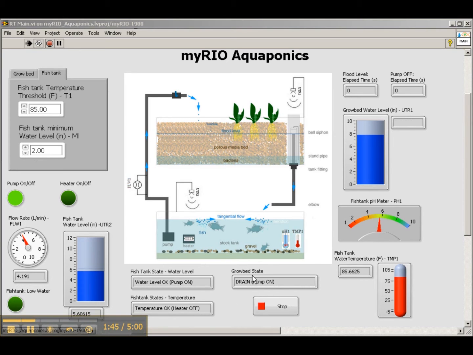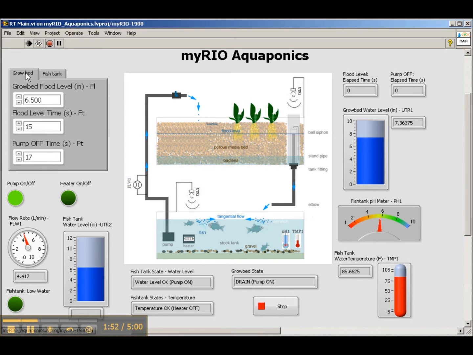In addition to indicators, we have several controls that allow the user to tune the aquaponics system for the desired performance. On the grow bed side, the user can set the grow bed flood level that controls the flood level in the grow bed, the flood level time that controls the amount of time the grow bed stays at a particular flood level, and the pump off time that controls the amount of time the pump is off after the drain state.